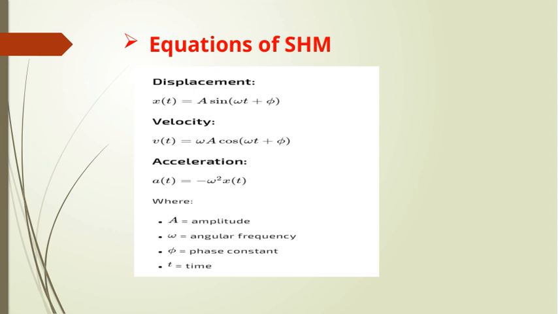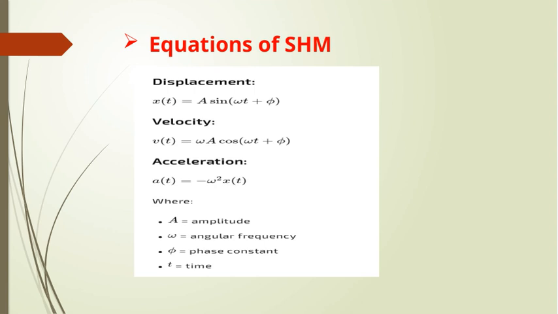Next, there's the velocity equation, which is derived by differentiating the displacement with respect to time. It tells us how fast the object is moving at any given point, and it's proportional to the sine of omega t plus phi, scaled by A and omega. This means that velocity reaches its maximum when displacement is 0, and vice versa. Then, there's the acceleration equation, which comes from differentiating the velocity again.